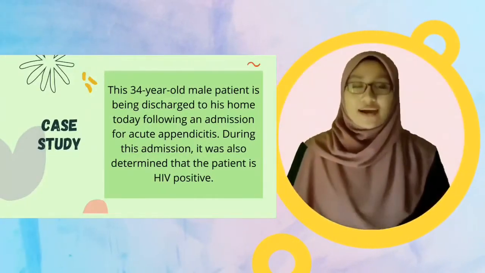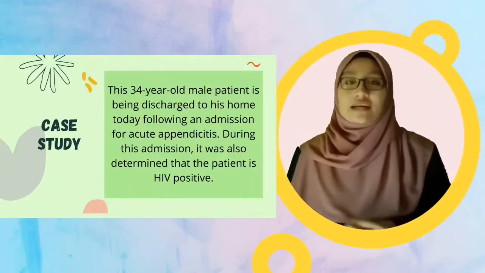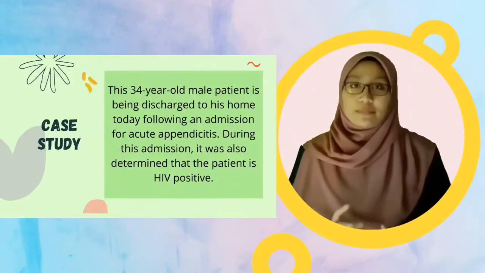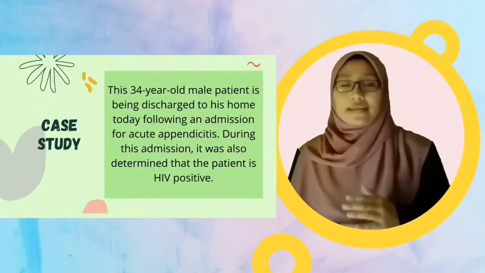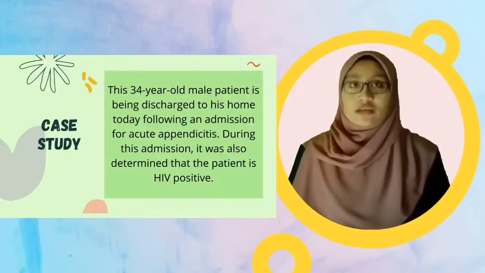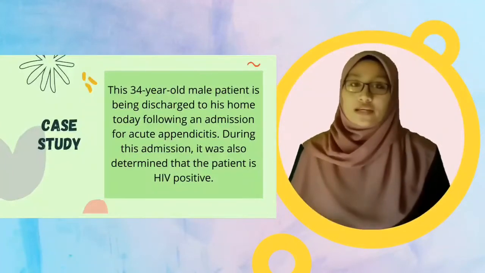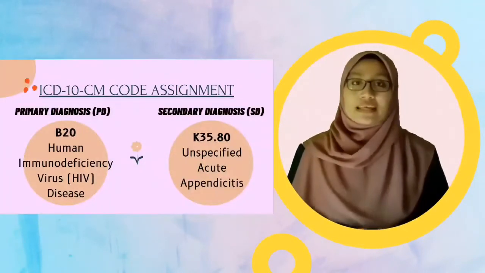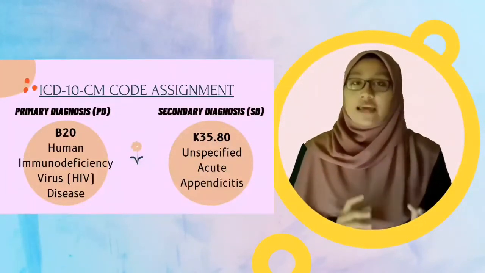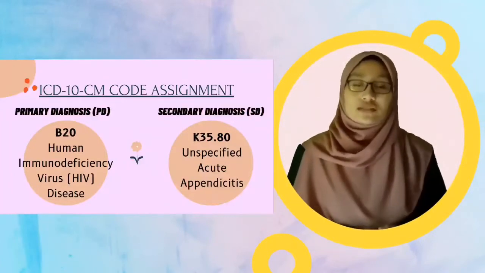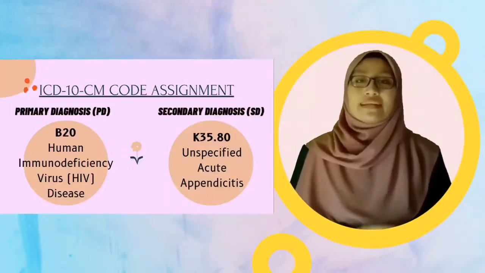Okay, next I will proceed with the short case study related to this chapter. The case is a discharge summary note. This 34-year-old male patient is being discharged today to his home following an admission for acute appendicitis. During the admission, it was also determined that the patient is HIV positive. From the case, we can quote the principal diagnosis, PD, as B20, human immunodeficiency virus HIV disease, and the secondary diagnosis, SD, as K35.80, unspecified acute appendicitis.